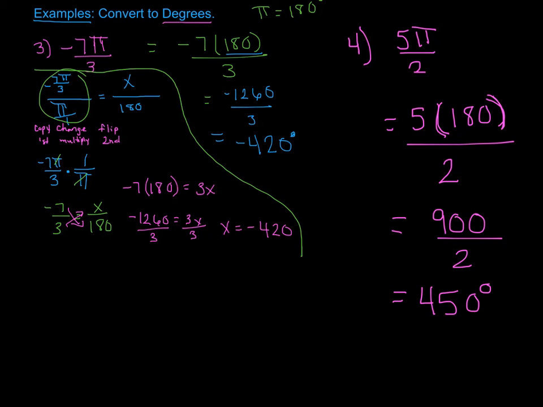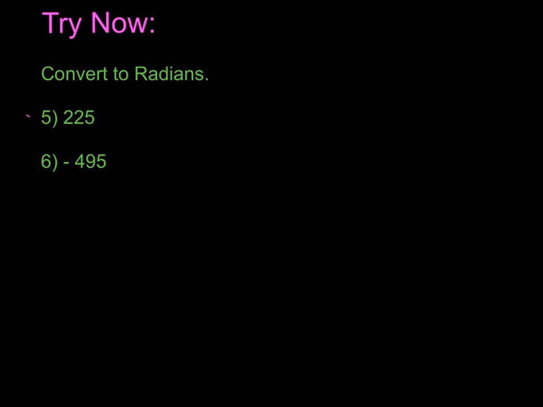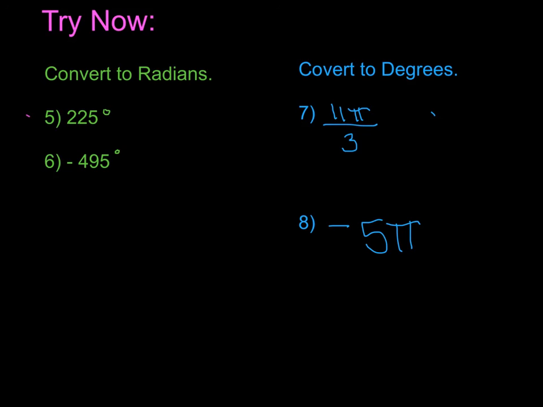So now we're going to do a couple on your own. So I want you to try to convert to radians, 225 degrees, and negative 495 degrees. And I also want you to try to convert from radians to degrees, 11 pi over 3 and negative 5 pi. It doesn't always have to be a fraction. As long as it has a pi in it, it's a radian measure. So try those 4 on your own, and we'll check them in class.